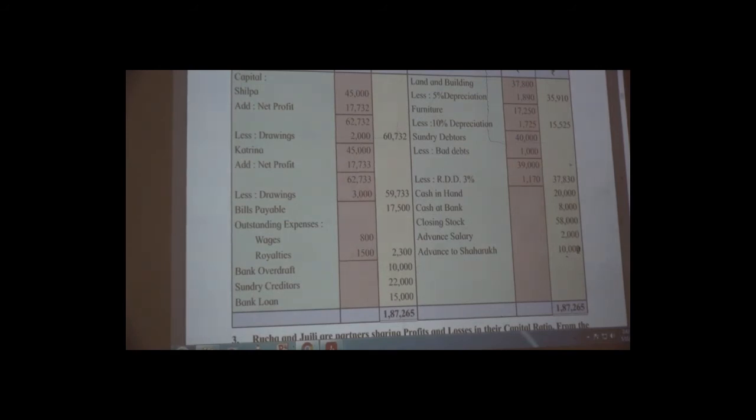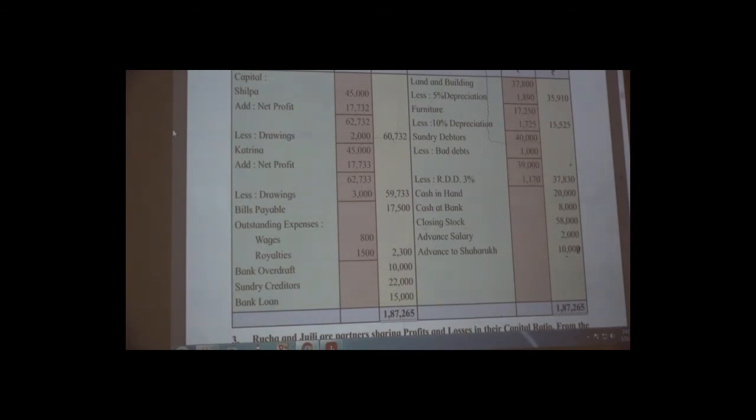Okay. Now read the second adjustment. Read it carefully. Outstanding expenses, royalties rupees 1,500 and wages rupees 800. Now see, some outstanding expenses are there in the firm. That means the amount is due but not paid. So what will we have to do? Same treatment. See, outstanding expenses, what should be done? The outstanding expenditure should be added to the respective expenditure.